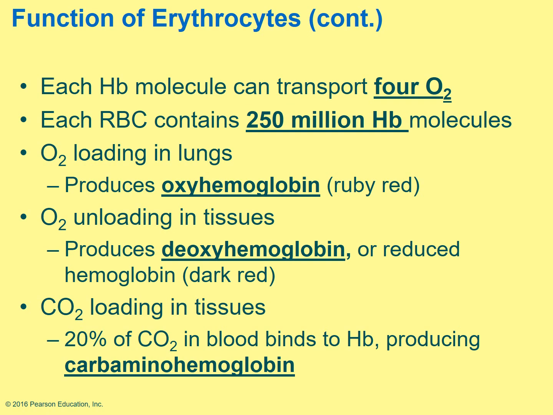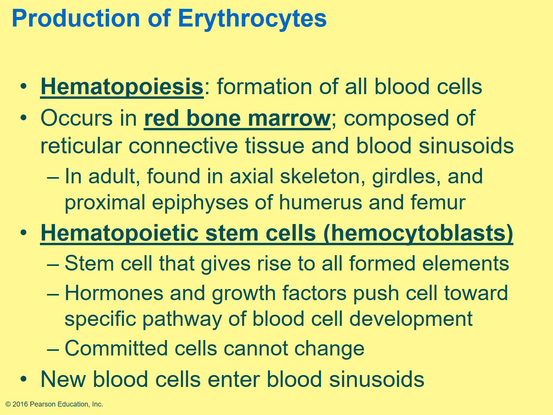So if you want to think of the hemoglobin kind of like a taxi cab, they left the lungs loaded up with the oxygen, get to the tissue, and it unloads that oxygen, and now it picks up the next passenger, which would be the carbon dioxide. So back to the lungs and get rid of that carbon dioxide, unloaded there. In terms of production of your erythrocytes, that is hemopoiesis, which is the formation of it. It occurs in the red bone marrow.